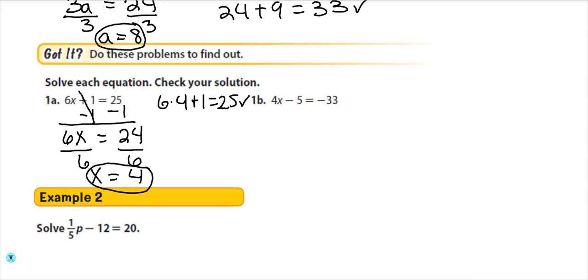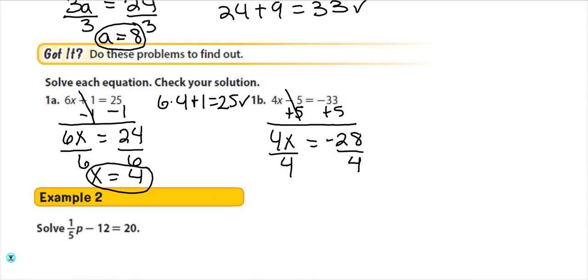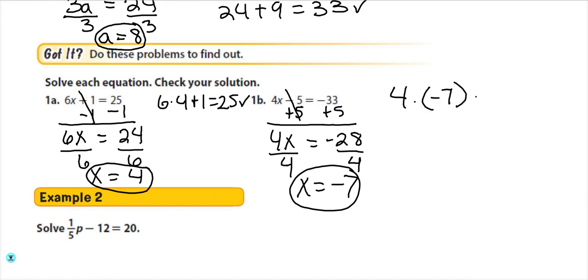All right, number 1, B. So we have 4x minus 5 equals negative 33. So again, you add or subtract first. What's being added or subtracted? The minus 5. So we need to add 5 on both sides. Okay, so we get 4x equals negative 33 plus 5. So that's different sign subtract. So that's going to give us negative 28, divided by 4. And that's going to give us negative 7. Let's plug it in just to make sure. 4 times negative 7 would be negative 28, and then I subtract 5 more. Do I get negative 33? Yes, I do.